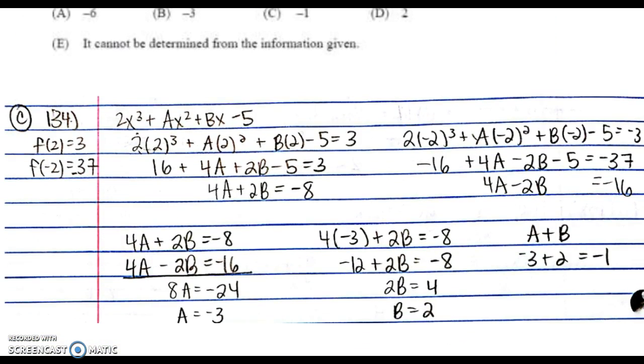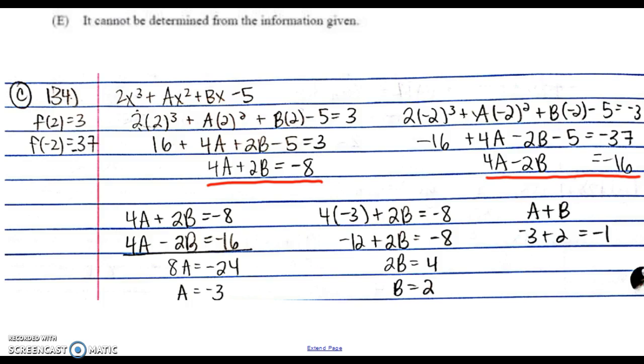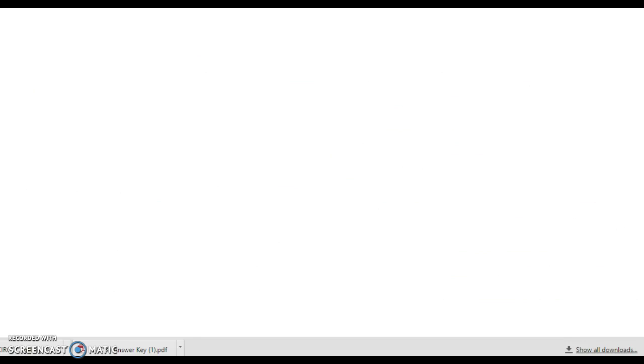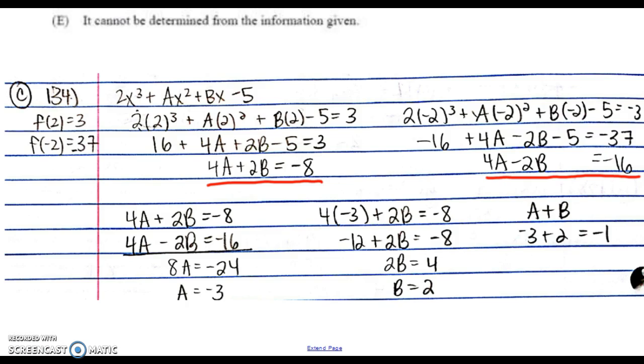So what I did is I took my function, set it equal to 3, put in 2 for my x, and I got this lovely expression. Took my function, set it equal to negative 37, put in negative 2, got this lovely expression. Took these two lovely equations and subtracted them. Or what did I do? No, I added them in this case, sorry.